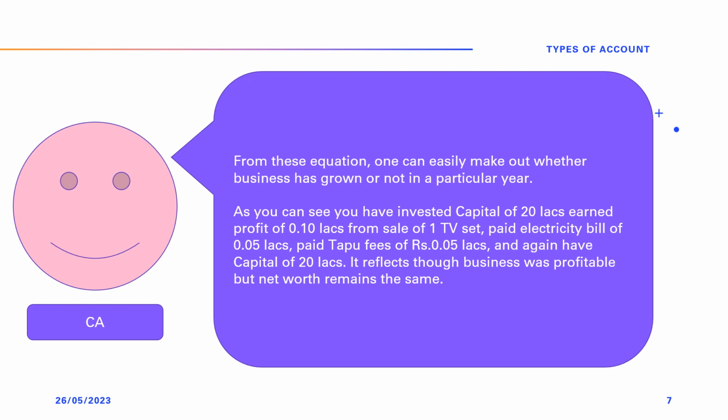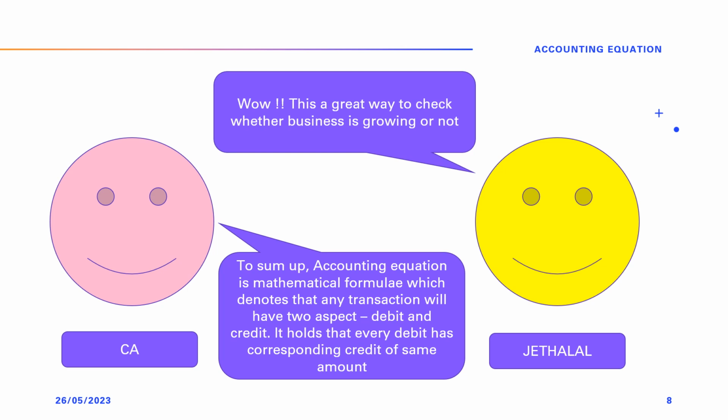So his capital is 20 lakhs, which reflects that capital remains the same as it was a year before, and all profit earned is withdrawn for personal use. This is a scenario where business is profitable but net worth remains the same. In real scenarios, you will witness that the companies which are not withdrawing their profit and instead reinvesting are the ones which are growing. This method of accounting is also known as double entry system.